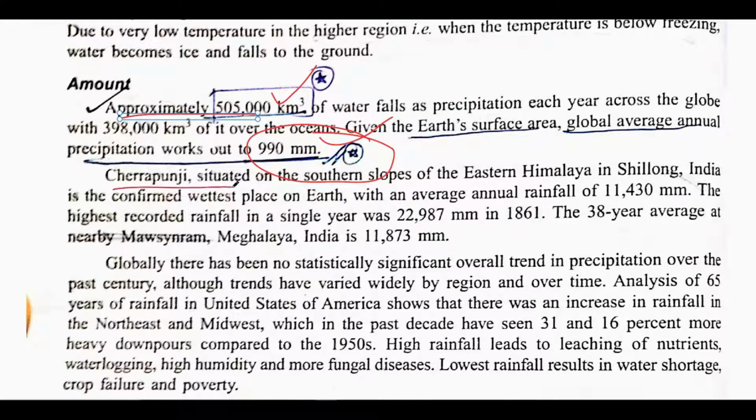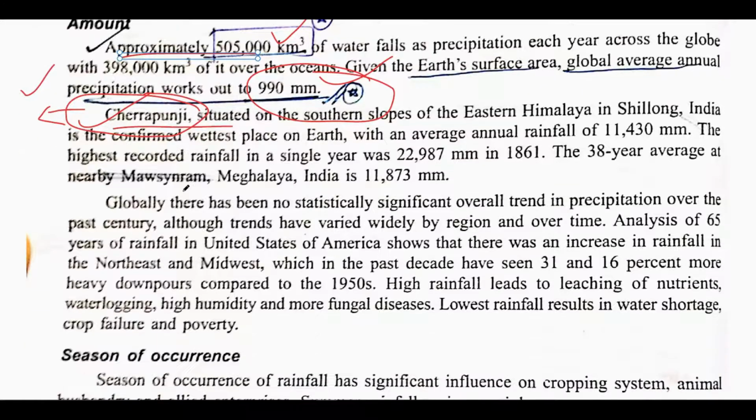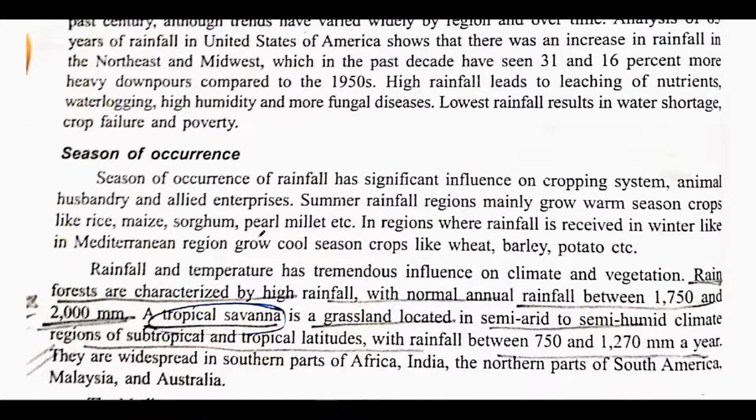Now, Cherrapunji is the wettest place on the earth. You must remember where it is located. It is located in which state? Basically in Meghalaya, Assam, or Manipur. In which state? This is important. It has also been asked in the JRF examination: what is the location of Cherrapunji?